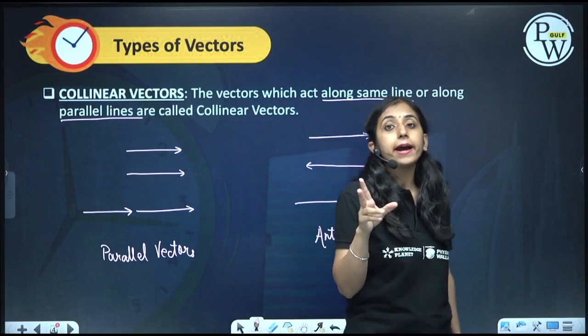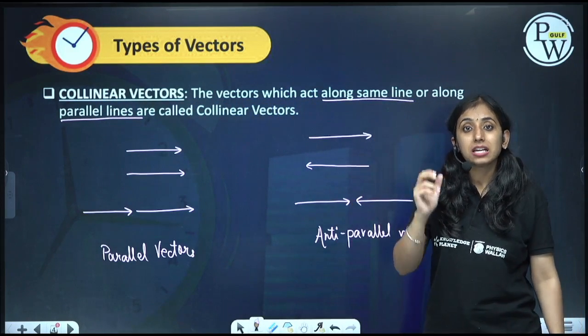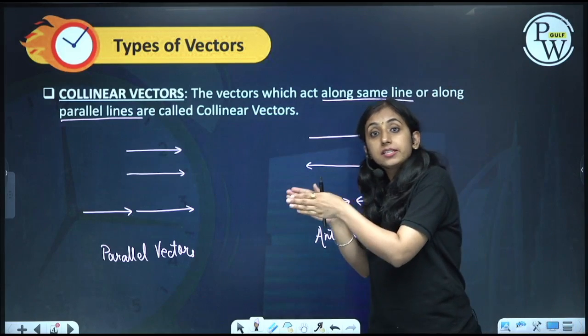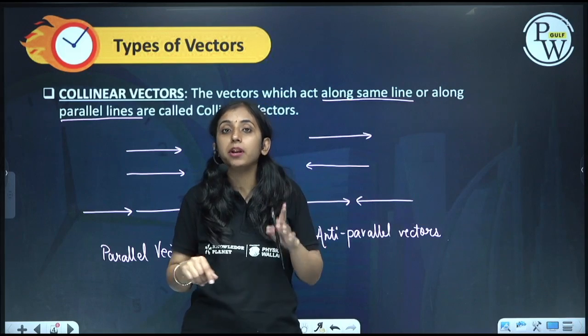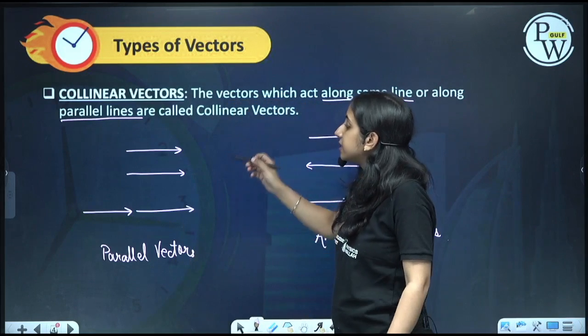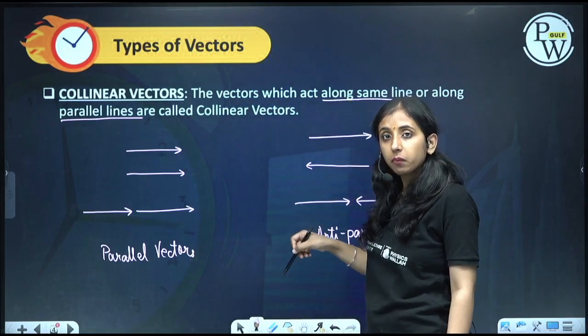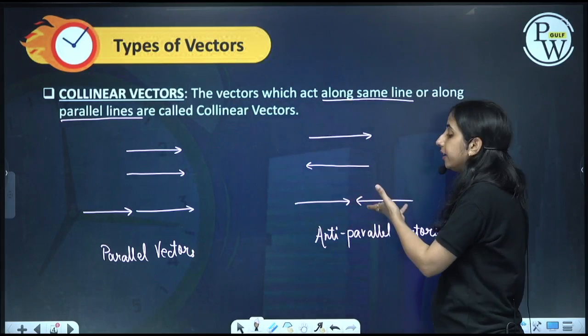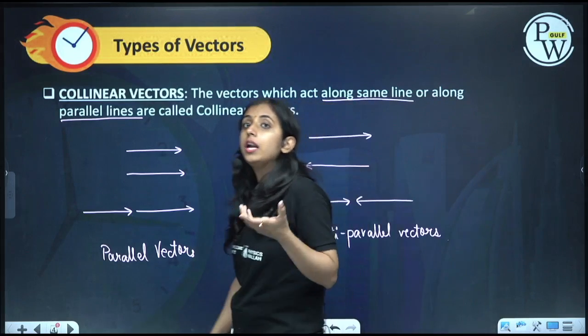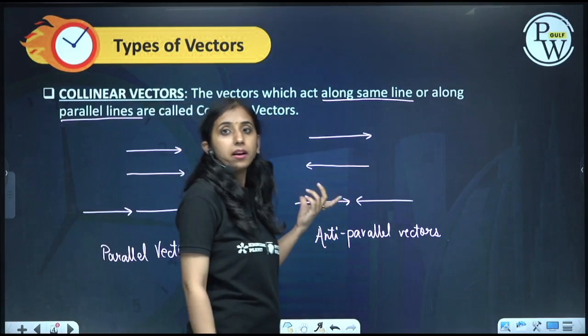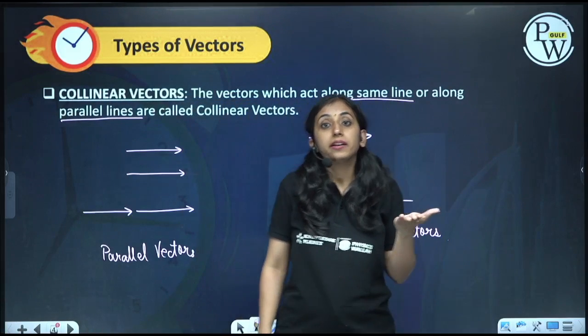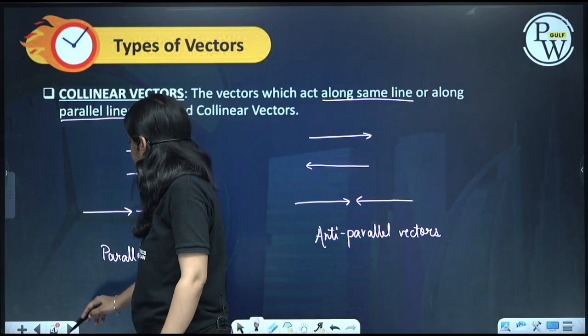Now, they are acting along the same or parallel lines. They can act in the same direction or in the opposite direction along the same line. If they are acting in the same direction, these are called parallel vectors, and if they are acting in the opposite direction, they are called anti-parallel vectors, okay. So, collinear vectors are further divided into two types.